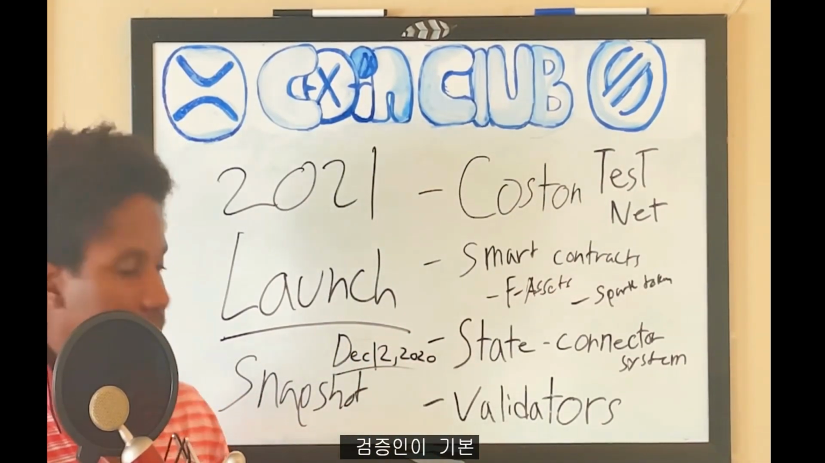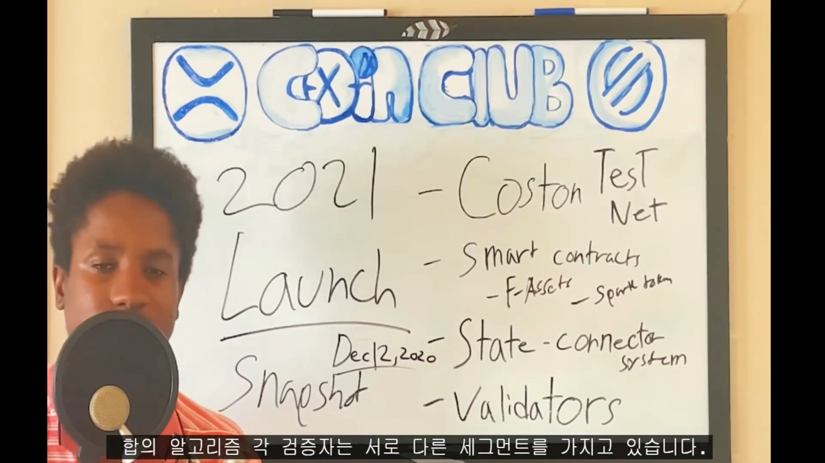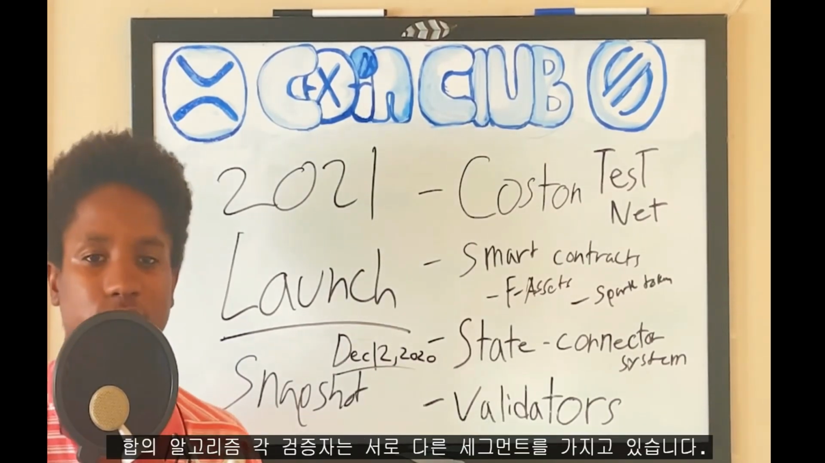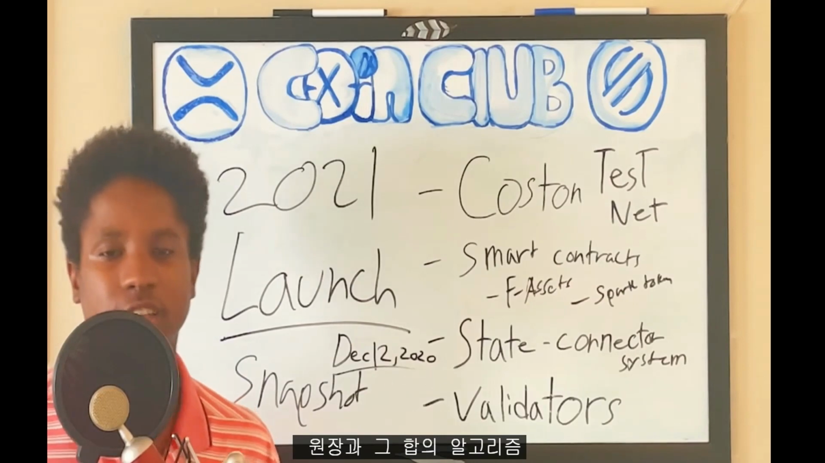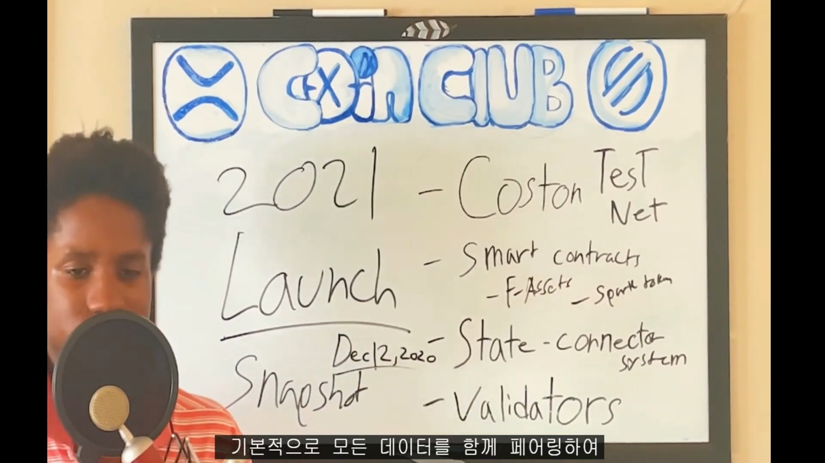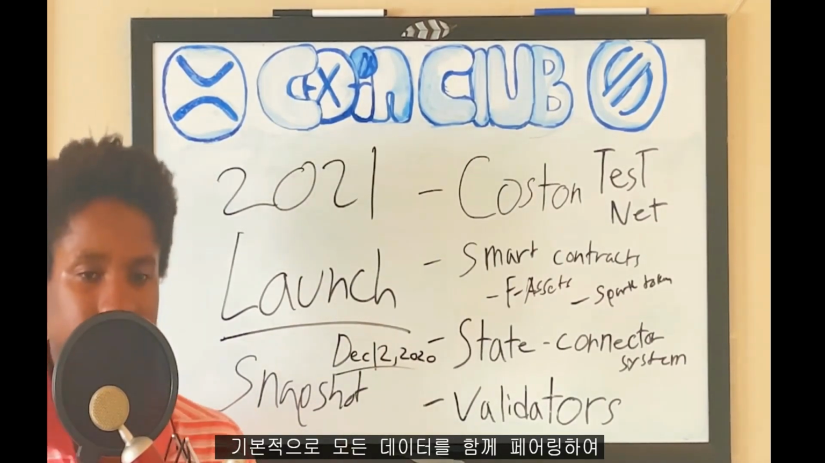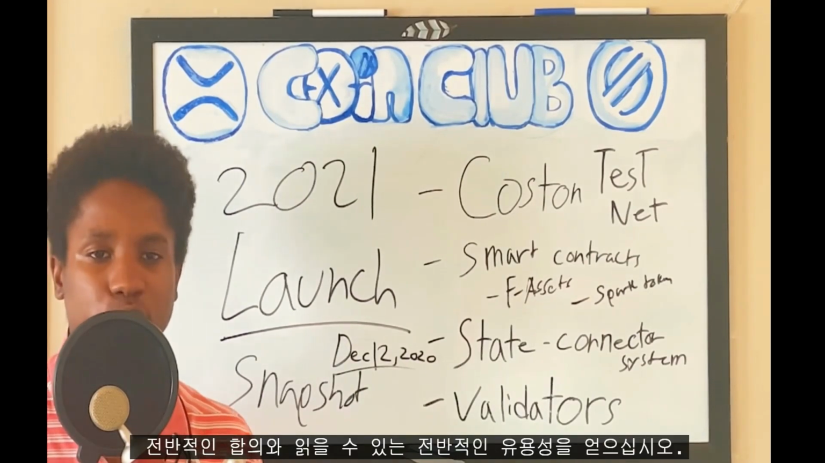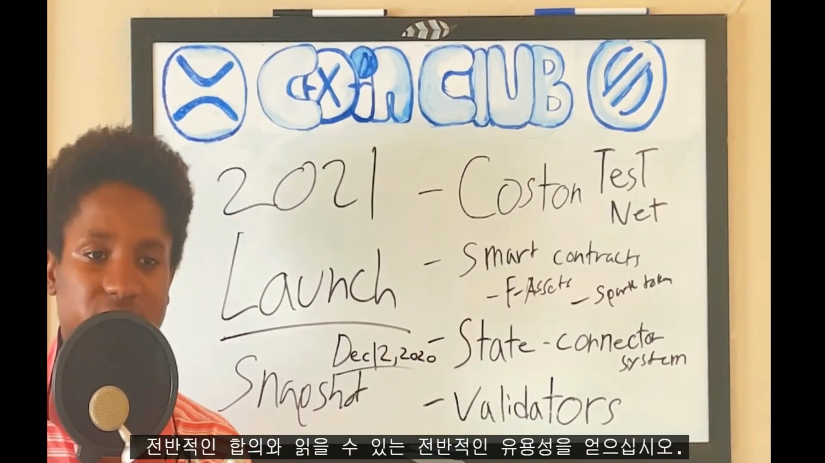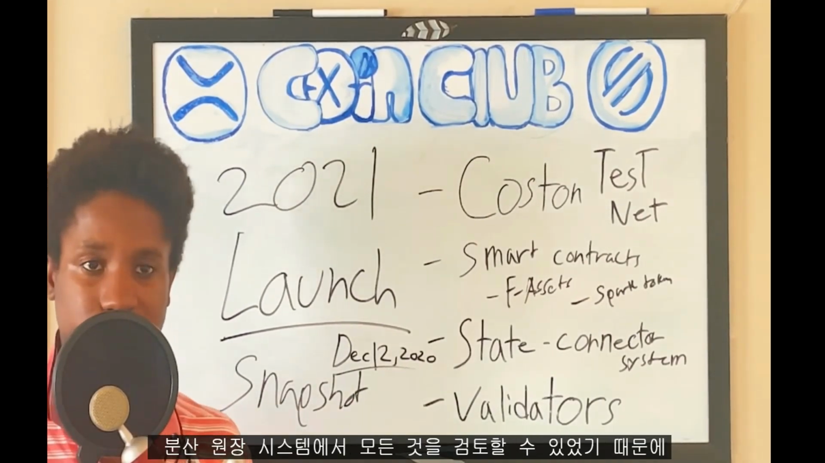So the validators have that native consensus algorithm. Each validator has different segments of the ledger, and then that consensus algorithm is able to pair up all of that data together to get that overall consensus and that overall utility of being able to read from that distributed ledger system.